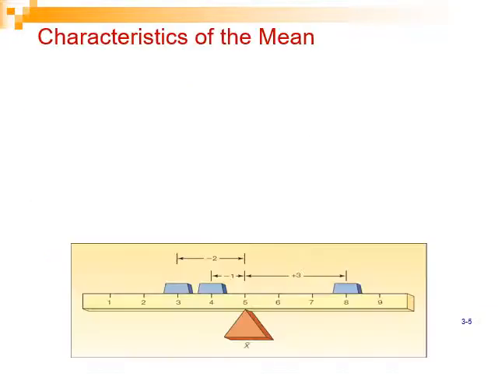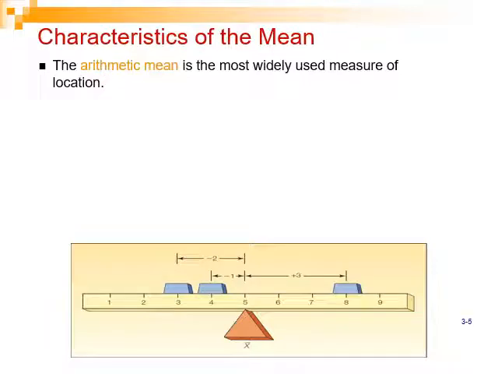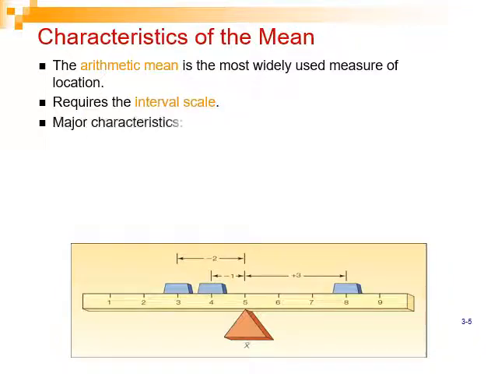We will begin with the arithmetic mean, or the mean. The arithmetic mean is the most widely used measure of location. It requires a scale interval. Recall again the 4 measures, or the 4 scales. We have an interval scale.